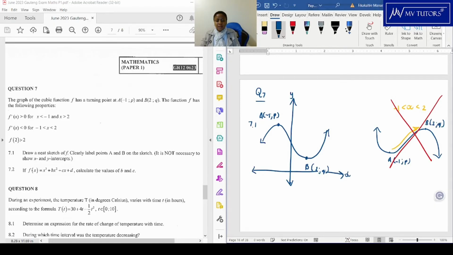Okay, because this value over here has to be bigger than 2. So yeah, it's higher than 2. It could be 3 or 4 or 2.5, anything, but it would be bigger than 2. So let's just say maybe 2 was somewhere around here. Doesn't matter. So we have drawn a neat sketch. We've labeled A and B, and we are good to go.